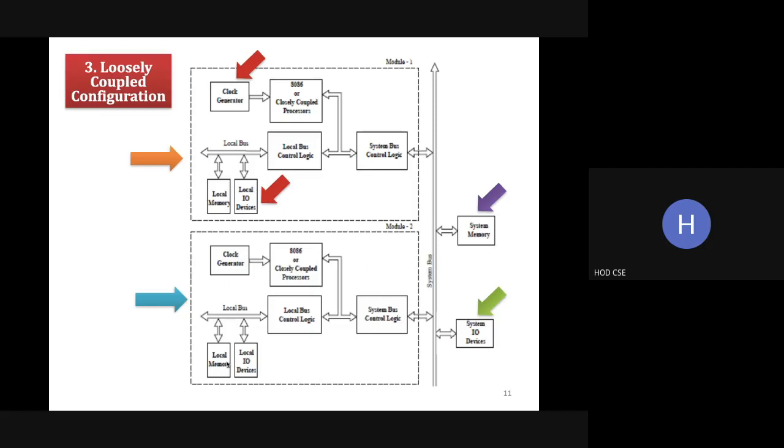So we have its own local memory and the local IO devices. Like this, we can connect n number of computers. That is, n number of modules can be connected. Okay. So every module will be having its own shared memory and also shared IO devices. So this is nothing but the LAN connection we have. Example is the LAN connection.